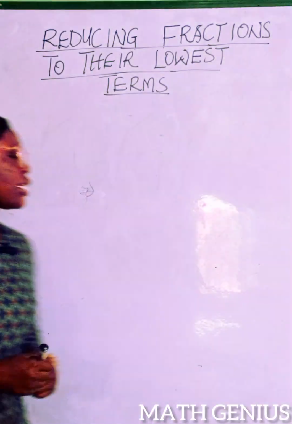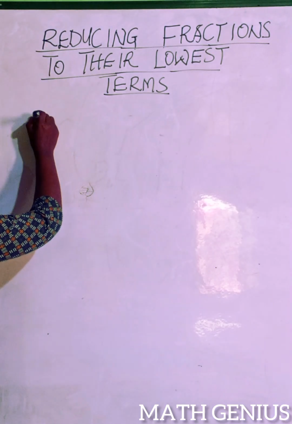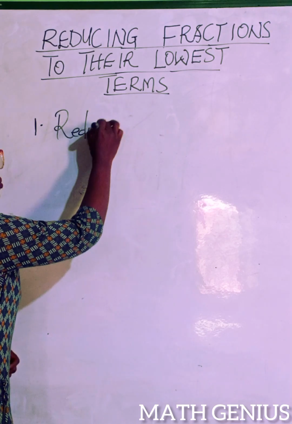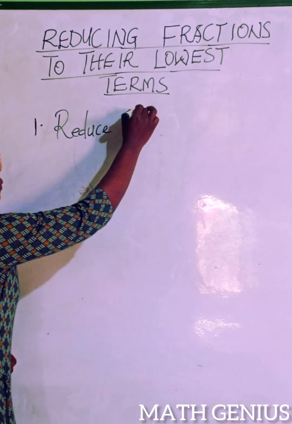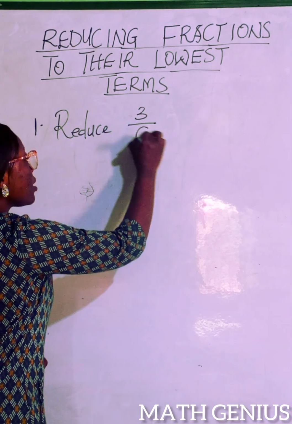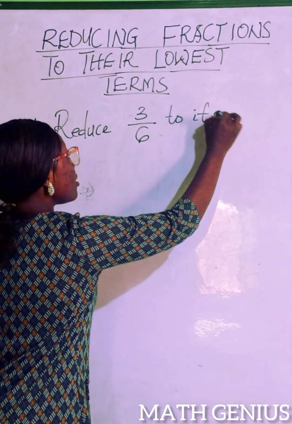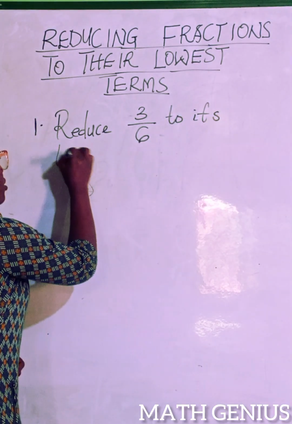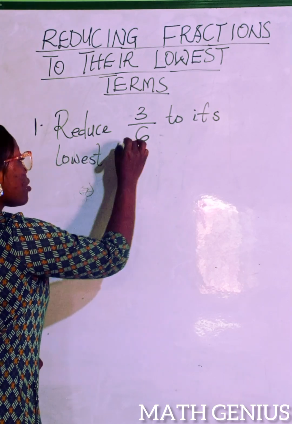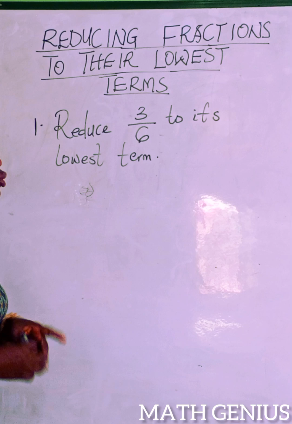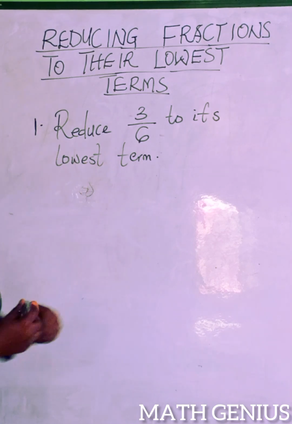First of all, I'll take an example where we are asked to reduce 3 over 6 to its lowest term. 3 over 6 to its lowest term.